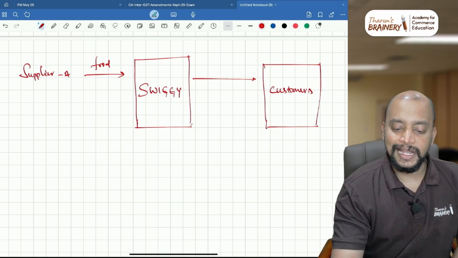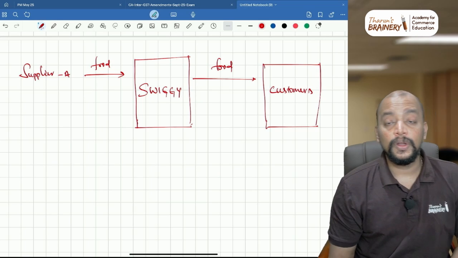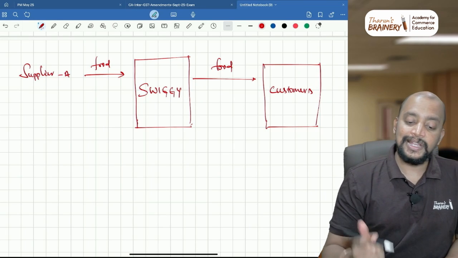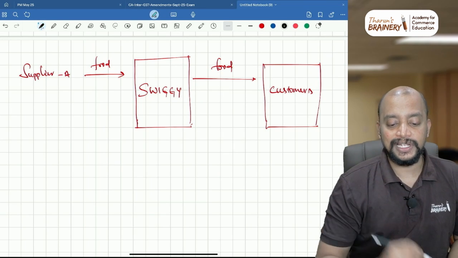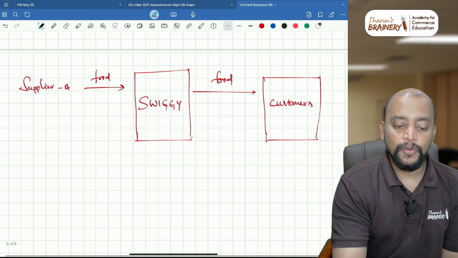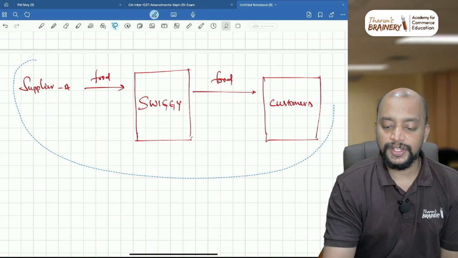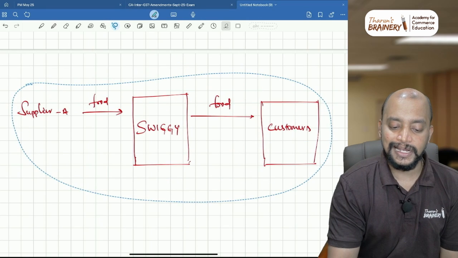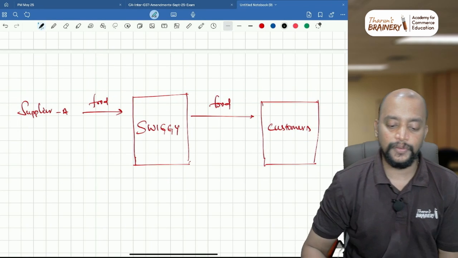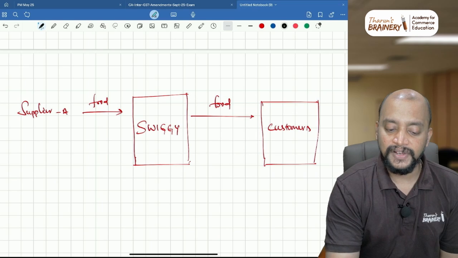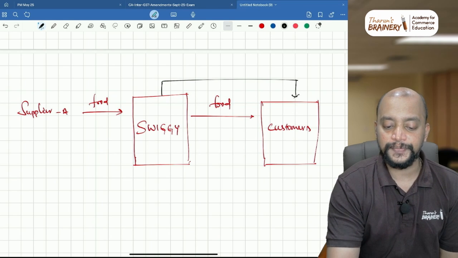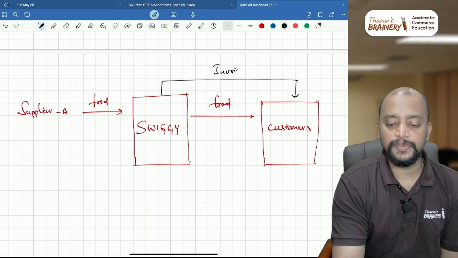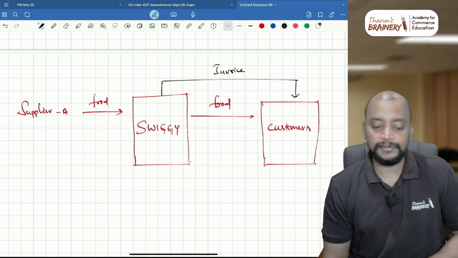Now in this case, for this food, who is liable to pay GST? Swiggy is liable to pay GST. So which means, for this food, who will raise the invoice? Swiggy will raise the invoice, because GST is payable by Swiggy.